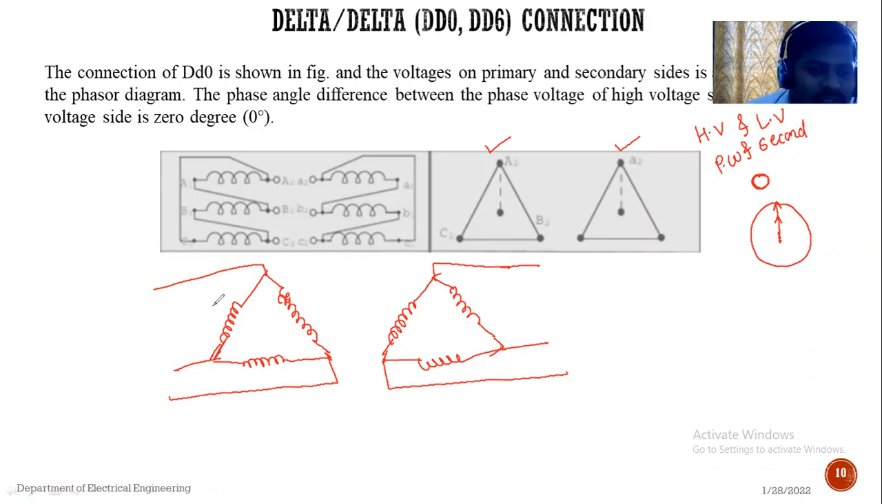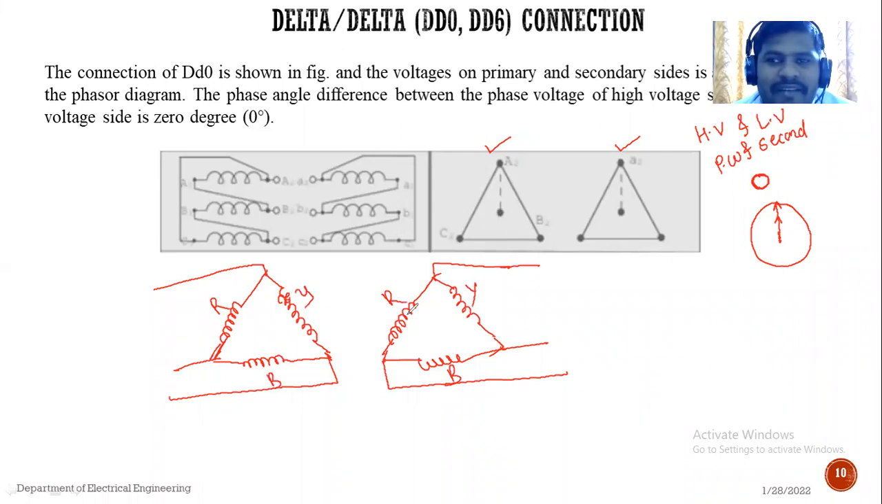Primary winding, suppose R phase, Y phase and B phase. Similarly here it is R phase, Y phase and B phase. So the three phase primary winding is connected in delta, and the three phase secondary winding is also connected in delta. Both are connected in delta-delta. There is no phase displacement, or zero phase displacement, between the primary and secondary winding.